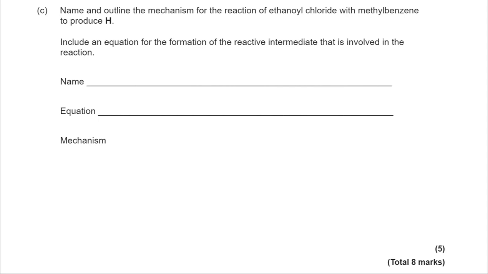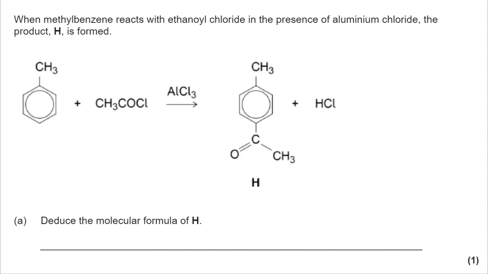So if we start to take a look at the answers, we've got methylbenzene reacting with ethanoyl chloride in the presence of aluminium chloride. We've got the product H formed, and you're asked here for the molecular formula. So you've got to remember here that the molecular formula is the actual number of atoms of each element within a compound, as opposed to empirical, which would be the simplest ratio. So you've got what's a relatively simple question, but you've got to do it with care to avoid simple mistakes.